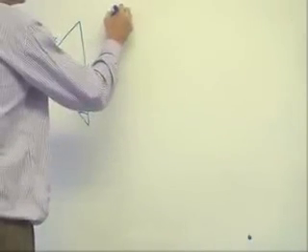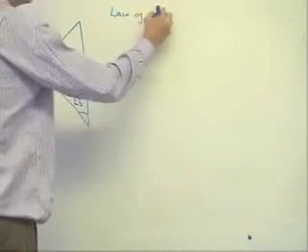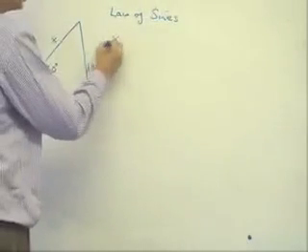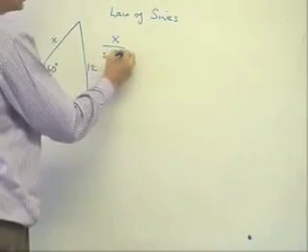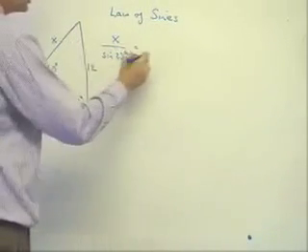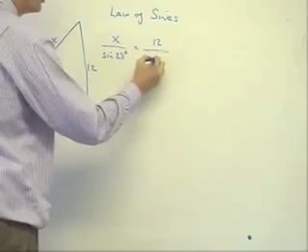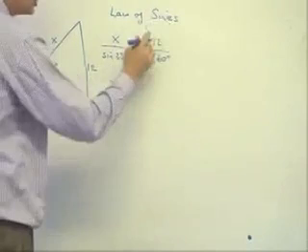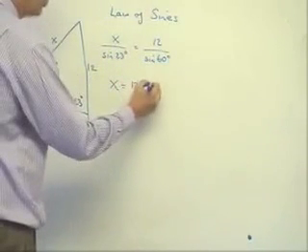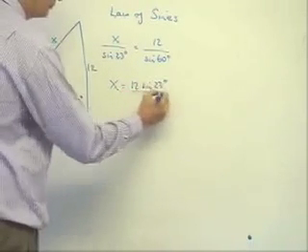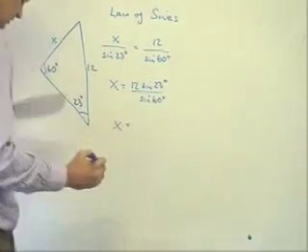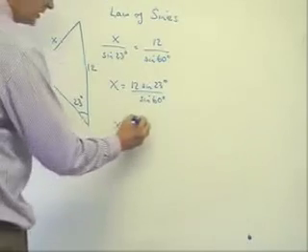Okay, law of sines says that x over sine 23 degrees equals 12 over sine 60 degrees. So x, take the sine 23 up. And with your calculator, x equals 5.5.